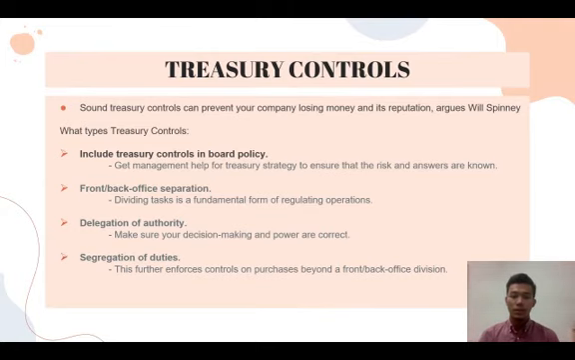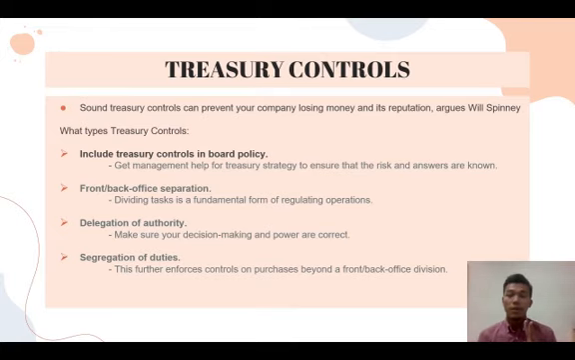Other miscellaneous controls have a small scope. Is it treasury control? Sound treasury controls can prevent our company from losing money and its reputation, argues Penny. So what types of treasury control? There are 9 types of treasury control. First, include treasury control about policy, gap management, help for treasury strategy to ensure that the risks and answers are known.